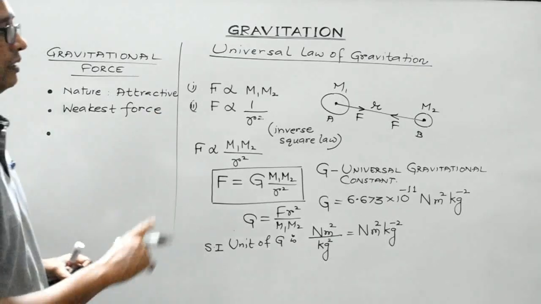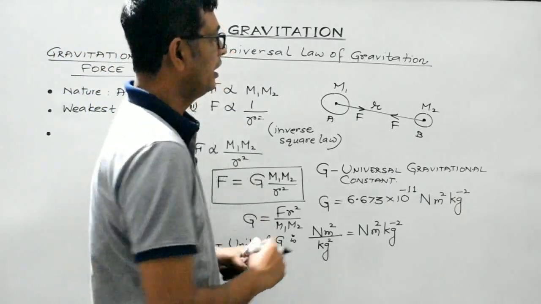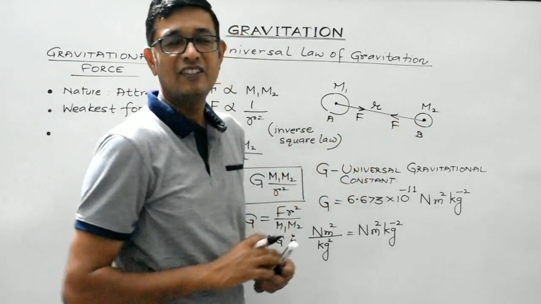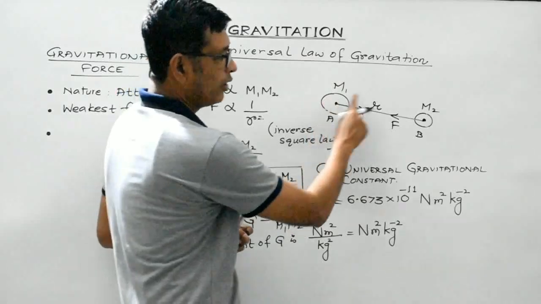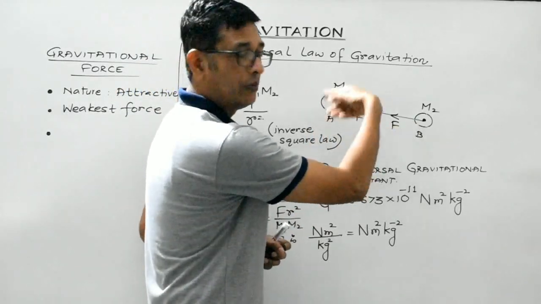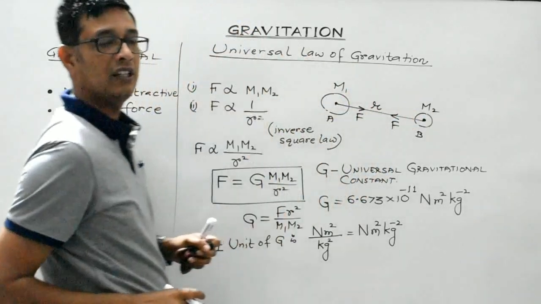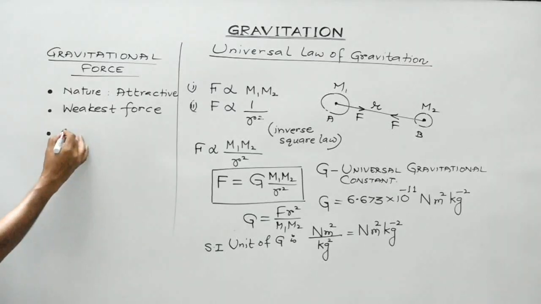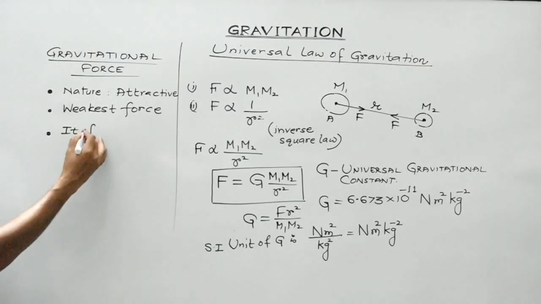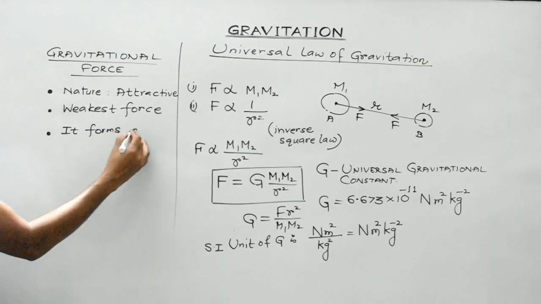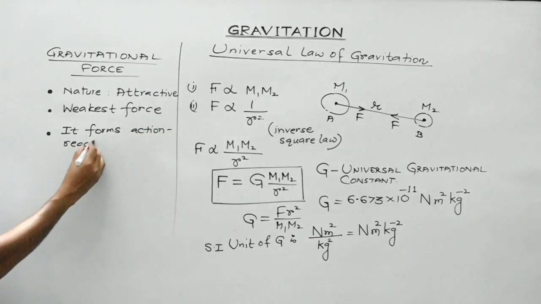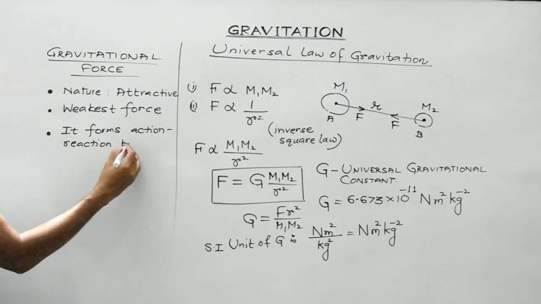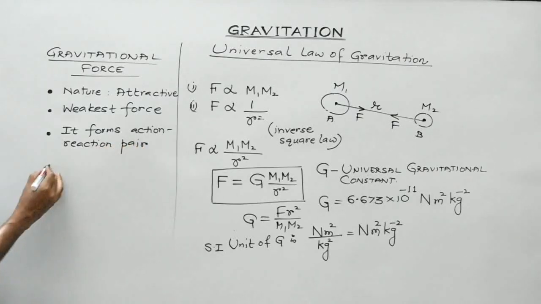Third, gravitational force. It always forms action-reaction pair. Whatever force is exerted by body A on body B, the same force will be exerted by body B on body A. So, it forms action-reaction pair. Okay, next property.